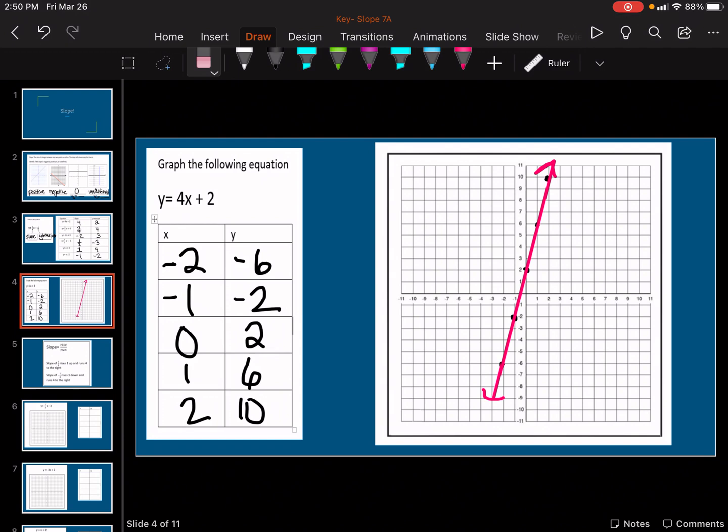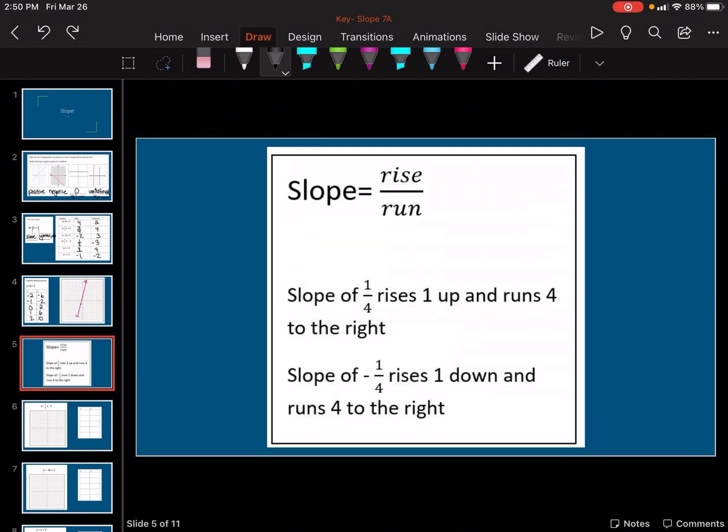So notice, it would not have been direct variation, because it did not go through 0, 0. It went through 0, 2, and it had this extra little plus 2 part on it. So remember, that's not direct variation, and the slope is going up and over by 4. We'll talk about that in a second. So for slope, rise over run, okay? So it goes up by 1, the numerator, and over by 4, runs over. And then slope down would be down 1 and to the right 4 because it's going in the negative direction.